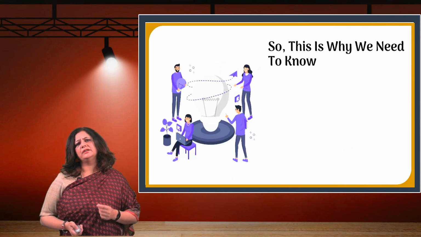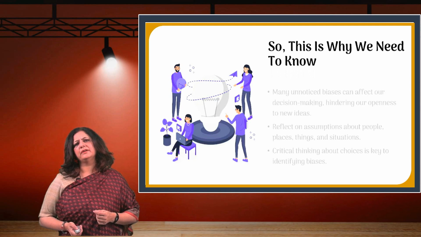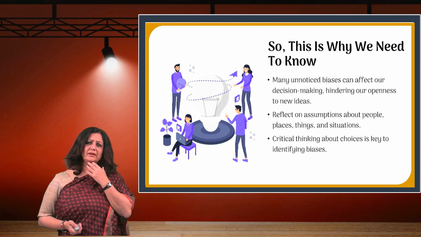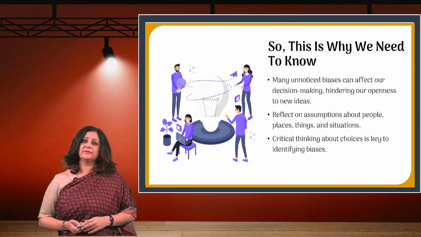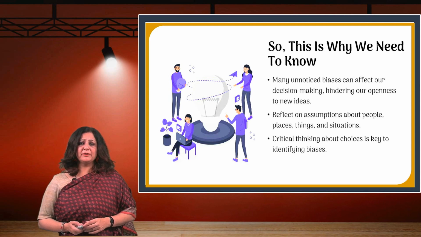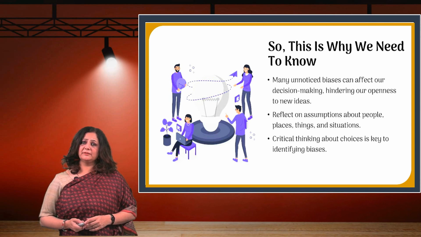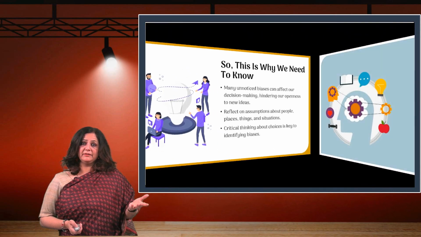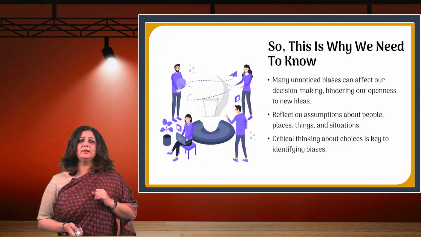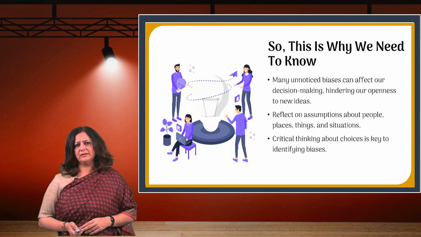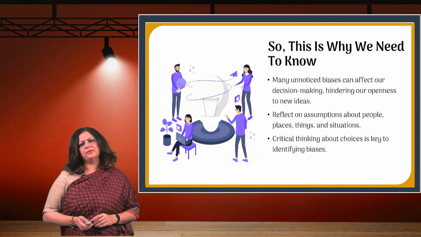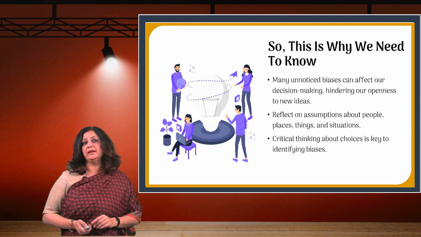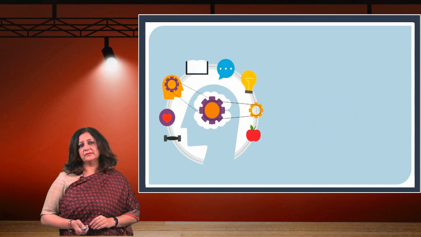Now, there are a multitude of other biases that all of us have and most of us are not even aware of, and all these can interfere in our decision making and might prevent us from grasping new ideas because they will get automatically filtered out. Think about all the assumptions you might have about people, places, things, and situations, and critically think about your choices. This is one way to identify biases.